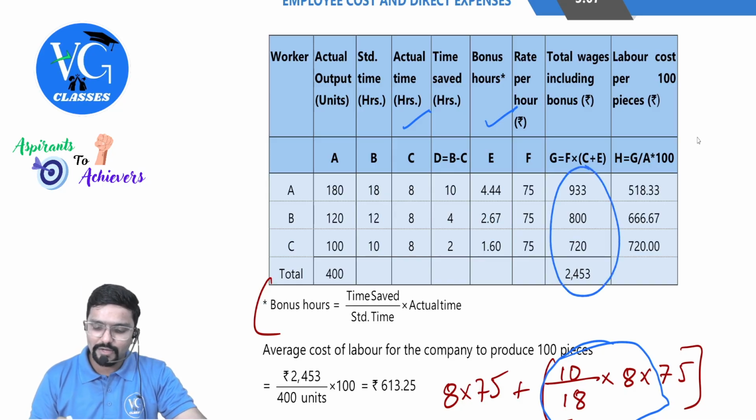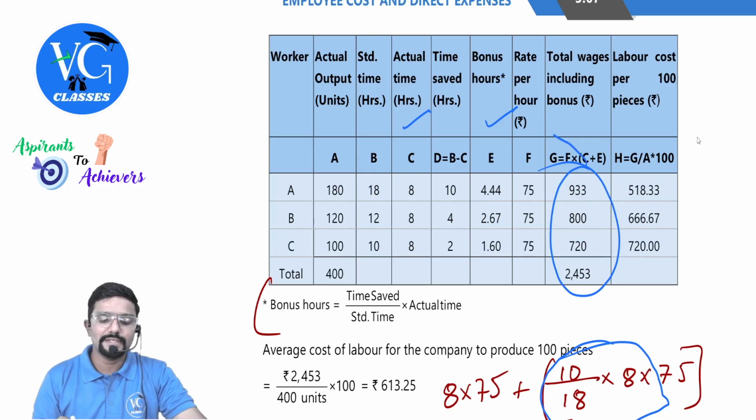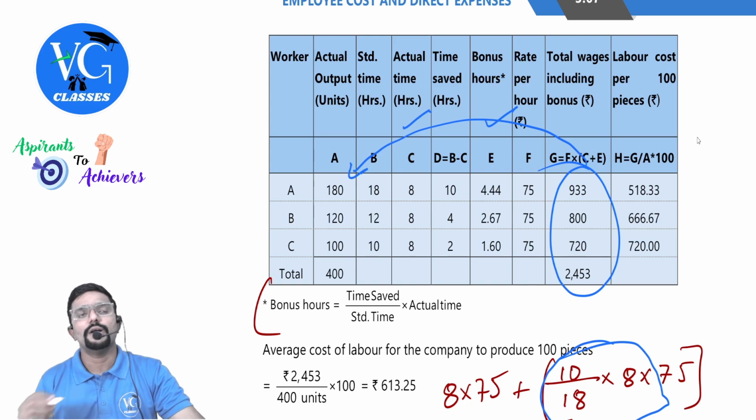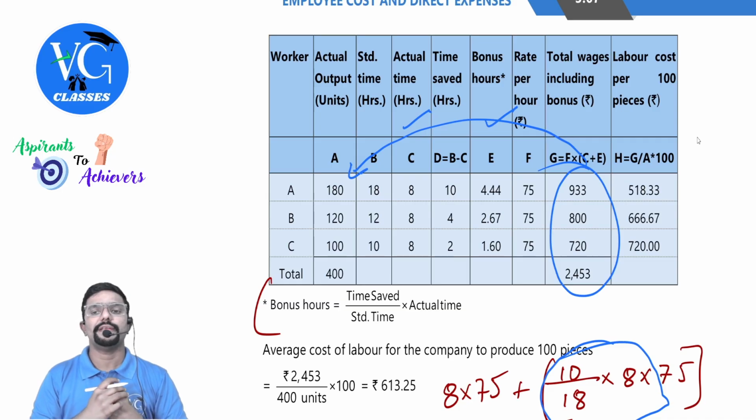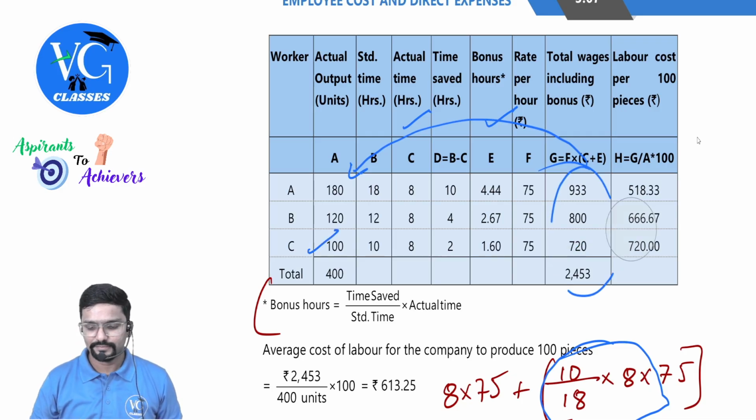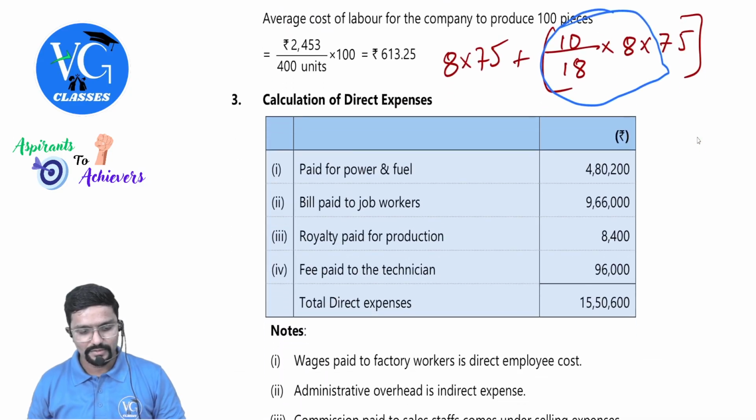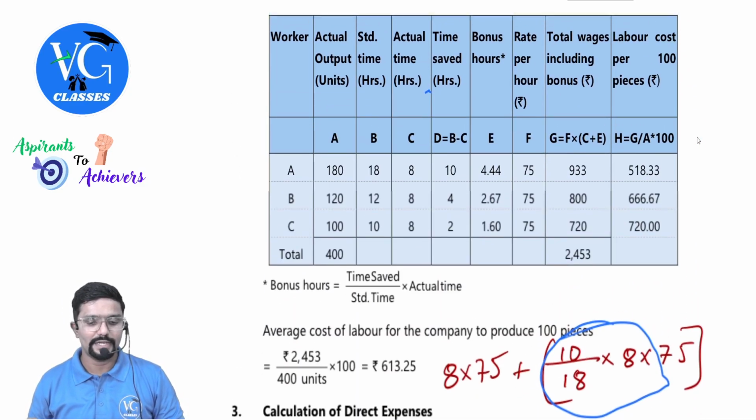Now we have got total wages. We have to calculate it for 100 pieces. Divide this by output into 100. Like 933 by 180 into 100. 800 divided by 120 into 100. Last one, 720 divided by 100 into 100. It remains the same. Okay, so got it. So second one done.